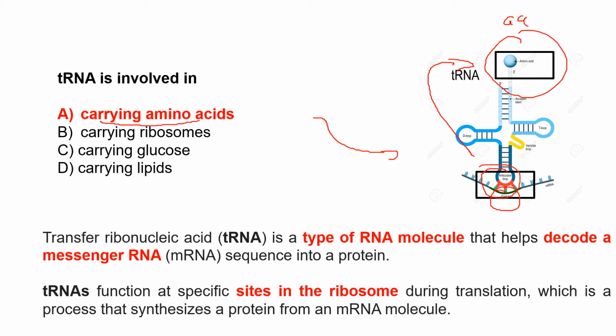involved in carrying the amino acid, and then, as I said before, during translation this amino acid is released to form the protein. And definitely B is incorrect. It's not carrying a ribosome, it's not carrying a glucose, and it's not carrying lipids. So the only option is amino acids.